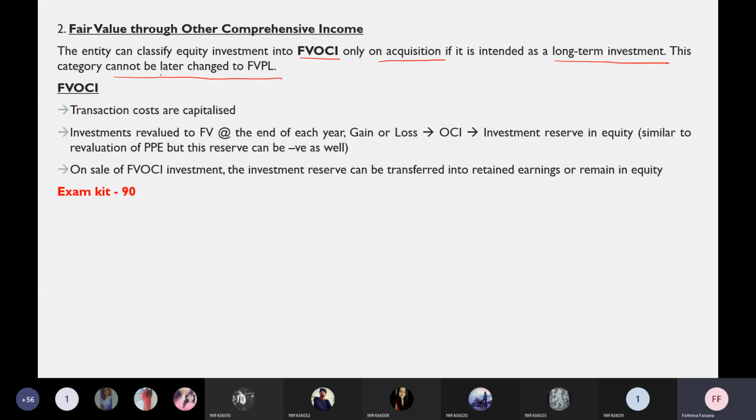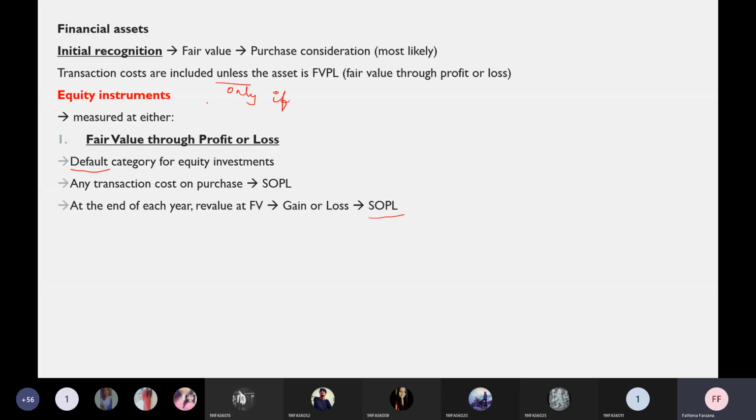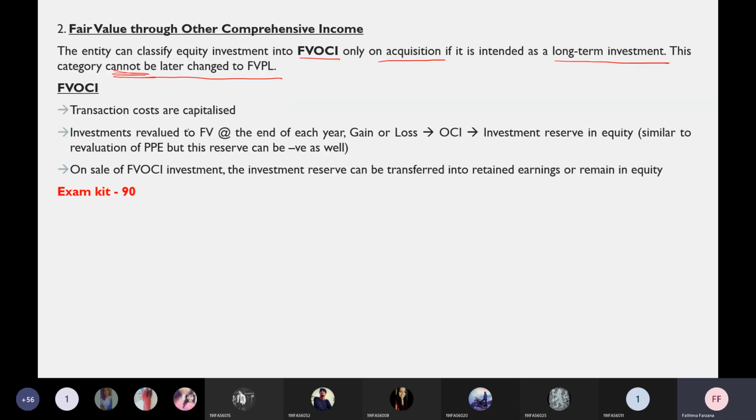You cannot change it. Keep it in mind. Then FVOCI transaction costs are capitalized. So in the previous method, transaction cost we'll take to SOPL. But here what's happening? These are capitalized. It is added to the asset value, that is, added to the shares value. So these are capitalized, and investments are revalued to fair value at the end of each year.